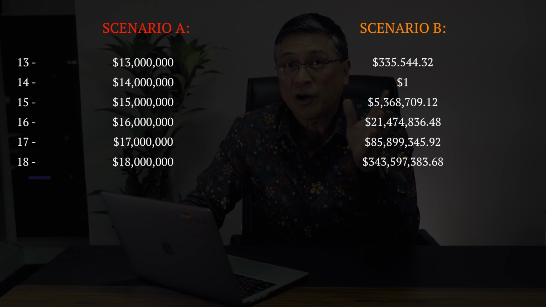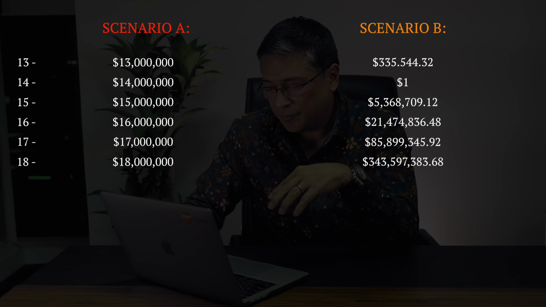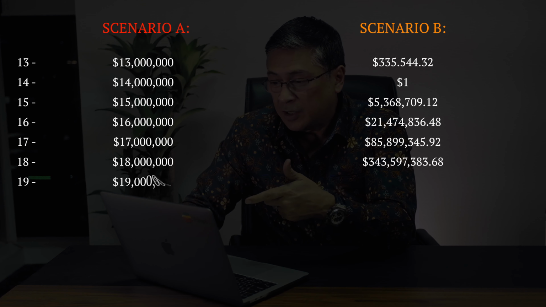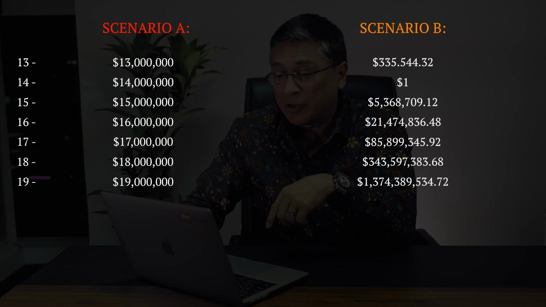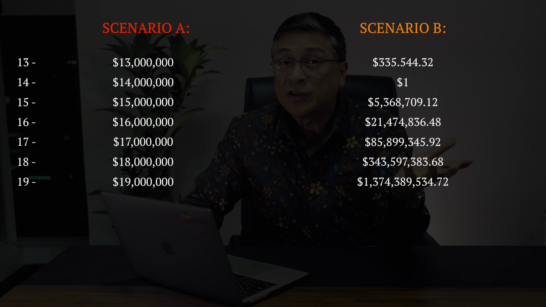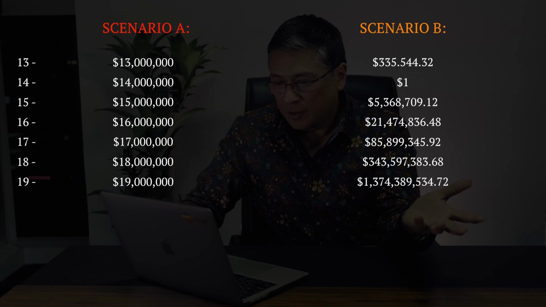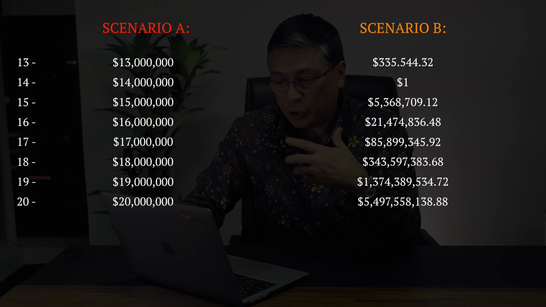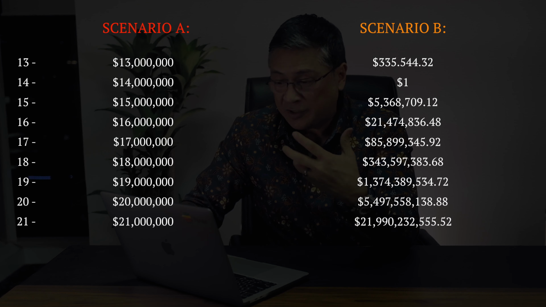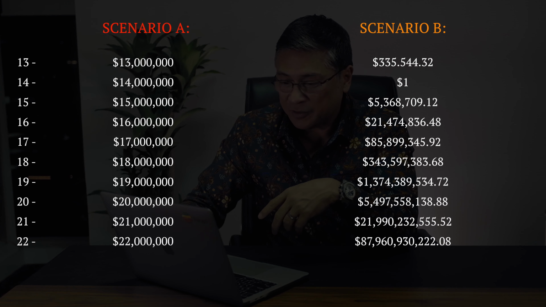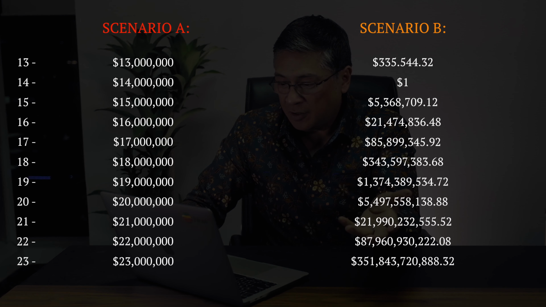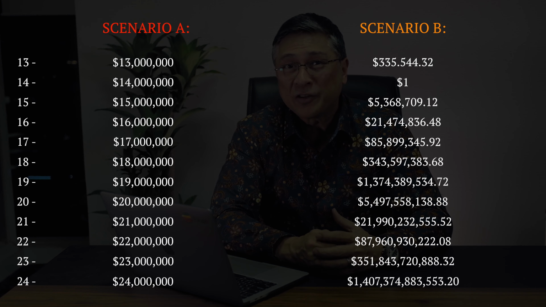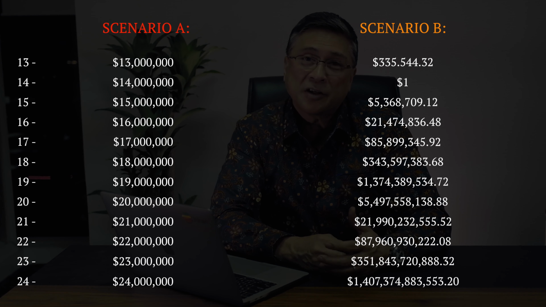Now which one will you take? Scenario A or scenario B? I'm pretty sure you're going to say scenario B. On the 19th year, as you can see, scenario B is now at $1.3 billion, while scenario A is only 19 million. 20 million after 20 years, but on the other side is 5.4 billion. On the 21st year, 21 billion. 22nd year, $87 billion. As you can see here, on the 24th year, you're already at $1.4 trillion as opposed to $24 million in scenario A.